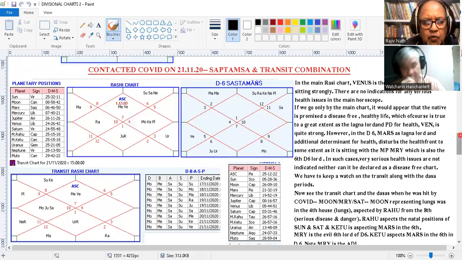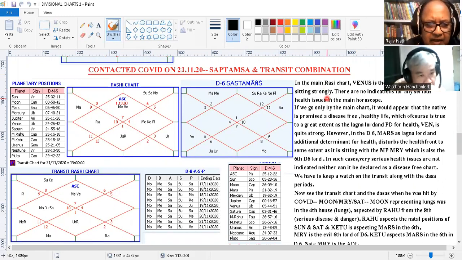Contacted COVID on 21/11/2020. This is a combination of Saptamsa, the main chart of course, and transit combinations. In the main Rashi chart, Venus is the PD, meaning prime determinant, for health. Venus becomes the prime determinant for health and is sitting strongly. It is well placed, sitting strongly in its own Mool Trikona Rashi.